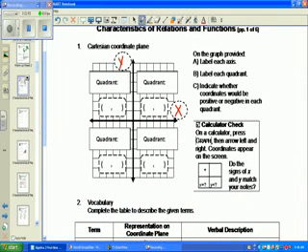Okay, it asks us to label each quadrant. Where is quadrant 1 at? Top right. Yeah, it goes counterclockwise. You're exactly right. So we're going to start over here. We're quadrant 1. And then this will be what? Quadrant 2. This would be quadrant 3. And this would be quadrant 4.